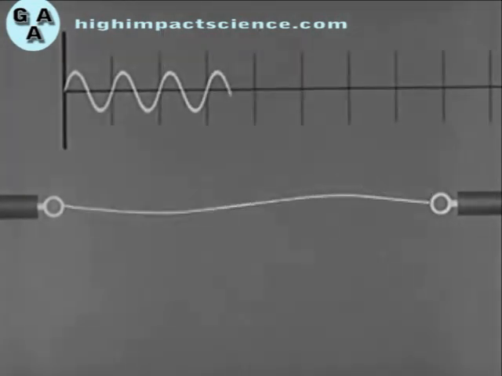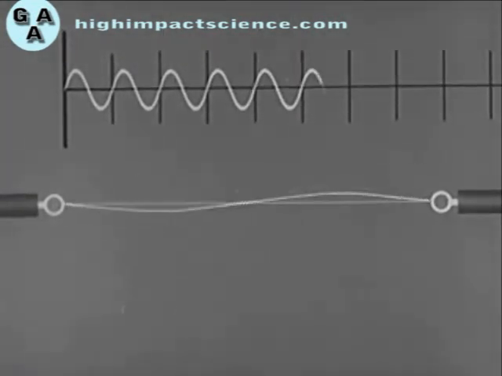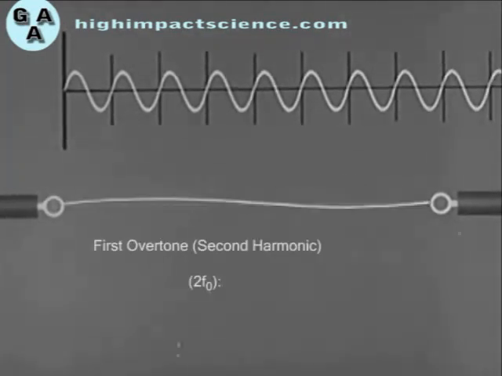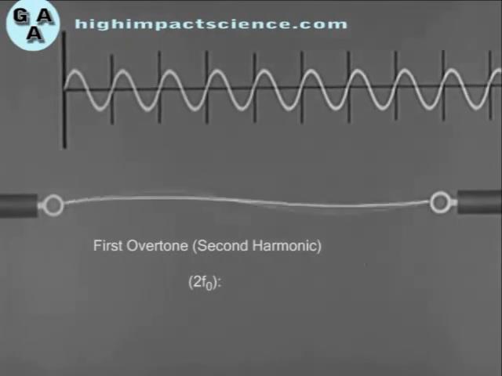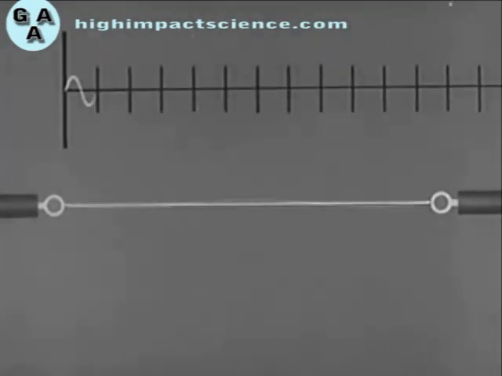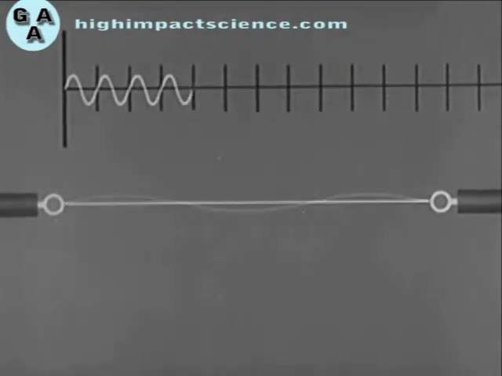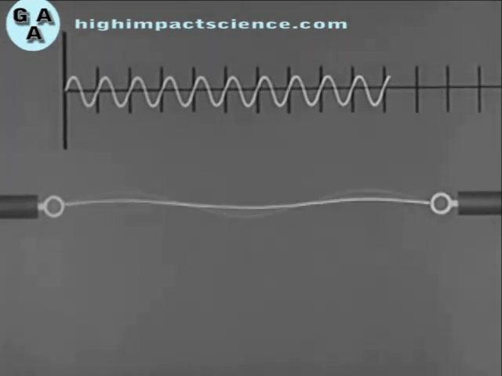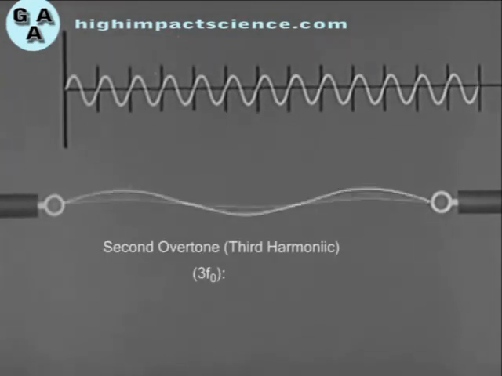If the string vibrates in two segments, it produces a wavelength half the fundamental. This is the first overtone, also called the second harmonic. Given the frequency is inversely proportional to wavelength, its frequency is twice that of the fundamental. When the string vibrates in three segments, it produces its second overtone, the third harmonic. Here the frequency is 3 times that of the fundamental.